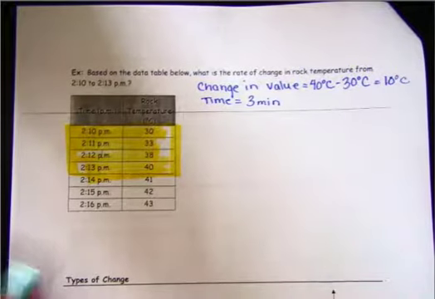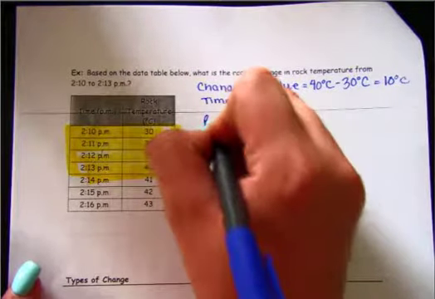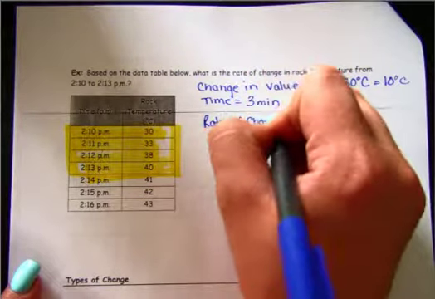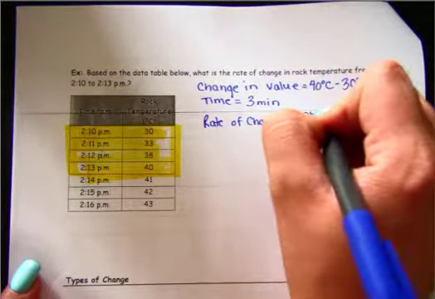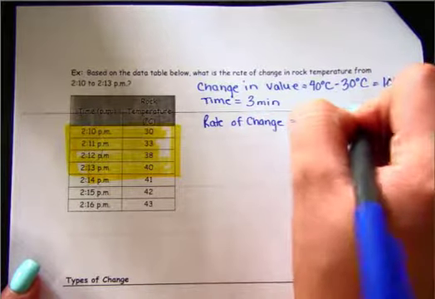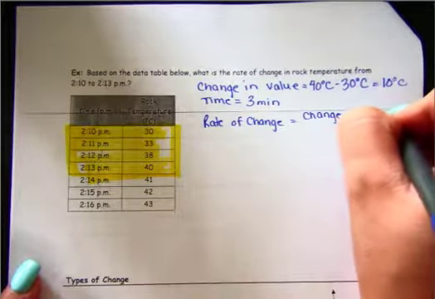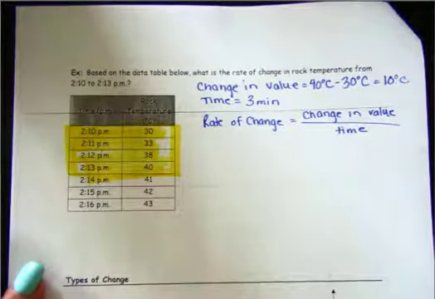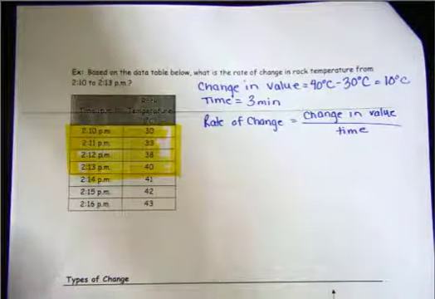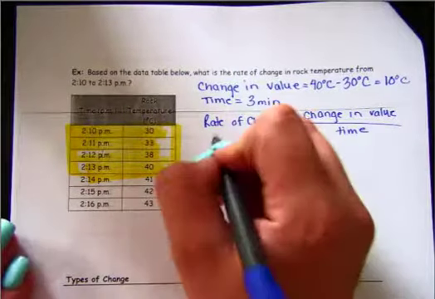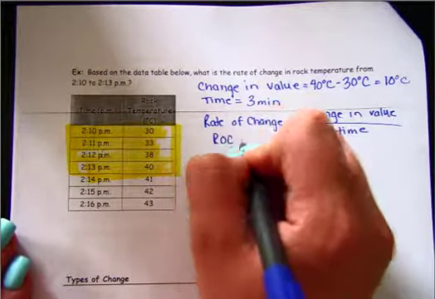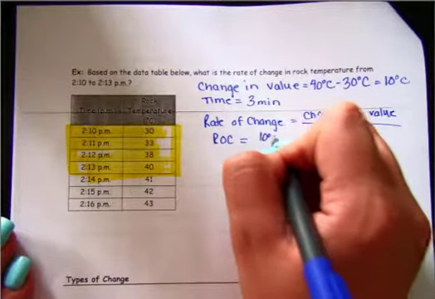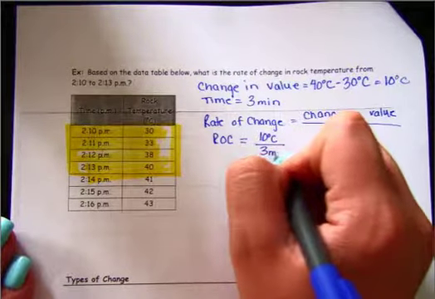Okay, so then we are going to write down our formula, which is rate of change equals change in value divided by time, which again, if we don't know, we can look for in our reference table on the first page under the equations box, and then we can fill things in. So I'm going to abbreviate ROC for rate of change. Our change in value is 10 degrees Celsius. Our time was 3 minutes.